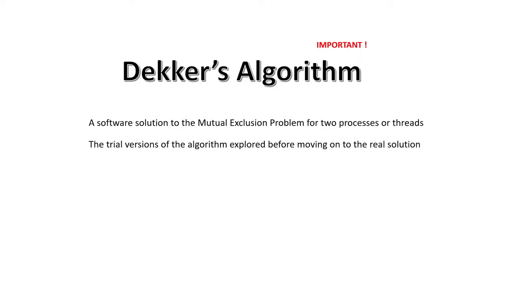So trial versions of the algorithm, I've tried to explore each one of them before I move on to the real solutions because each of those trial versions contained one problem or the other. Some didn't guarantee mutual exclusion, one led to deadlock, one led to indefinite postponement. So let's see the versions first.